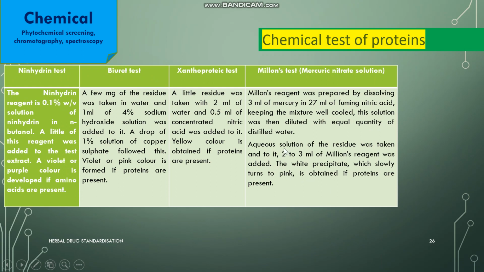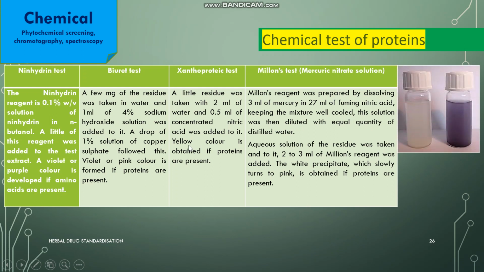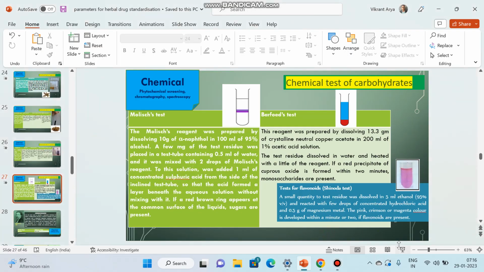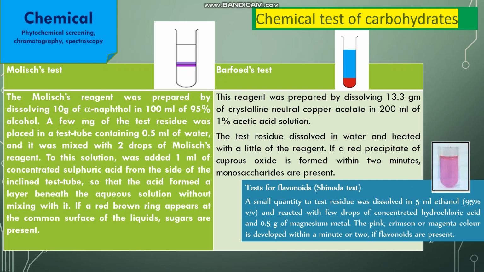Next is the determination of proteins. We have the ninhydrin test, biuret test, xanthoproteic test, and Millon's reagent is also there. I am not going into much detail because of time constraints. So this is the general test for proteins. Next one is the chemical test for carbohydrates. Generally for determination of carbohydrates, we use two tests, Molisch reagent and Barfoed reagent.